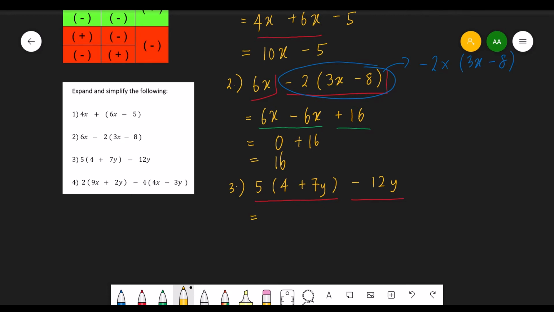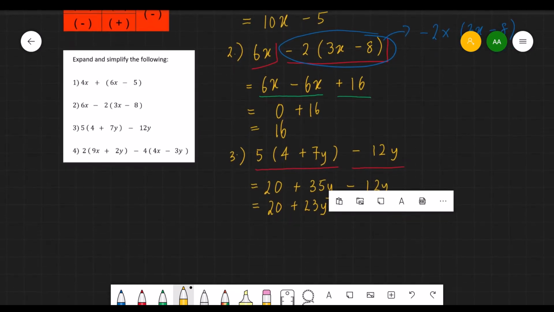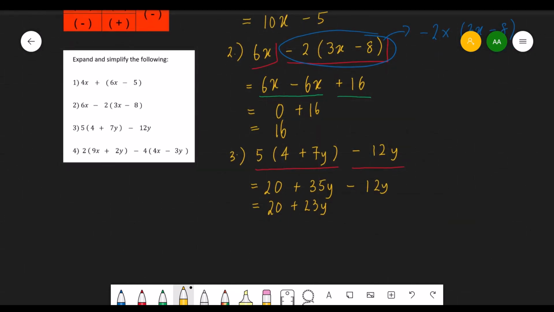So 5 times 4 is 20. This is our first answer. 5 times by positive 7y. Positive and positive is positive. 5 times 7 is 35. Then we have a y here. Then minus 12y. So finally our answer will be 20 plus 35y minus 12y equals 23y. So that is example number 3. Let's look at the last one.